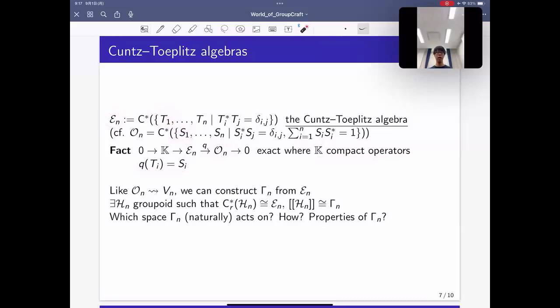Just as we can construct the Higman-Thompson group from the Cuntz algebra, we can construct a new group from this algebra. We call it here gamma n.